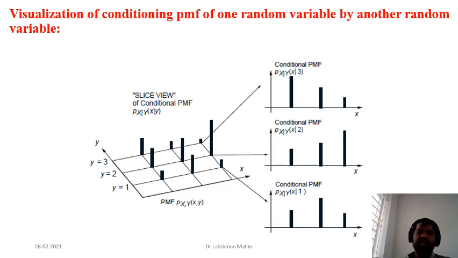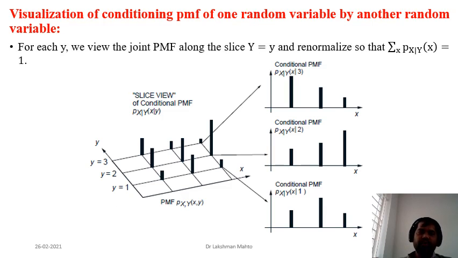One pictorial visualization we can see here. Suppose for each fixed y, you view the probability mass function along the slice y equal to y, and we re-normalize, so that you can observe that. If you take y equal to 3, then what are the values of the joint probability mass function? If you fix y equal to 3, you will get this height, this height, this height. That means you are just walking along this row. So these are the possible values of the joint probability mass function.